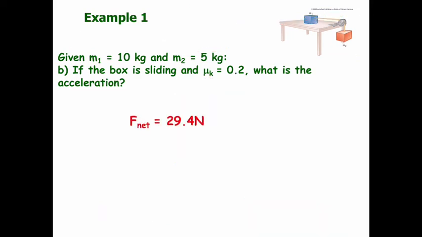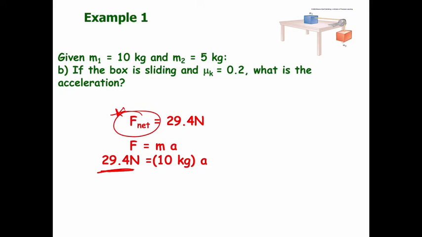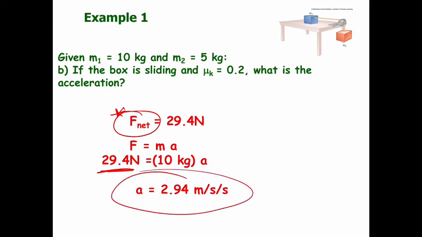So the net force is, again, this is just a reminder, 29.4. Force equals mass times acceleration. Substitute in 29.4, the net force. Be careful when you're doing friction problems, always use the net force. It equals 10 times A. A ends up being 29.4 divided by 10, which gives me 2.94 meters per second squared. And that is the answer to problem number B.